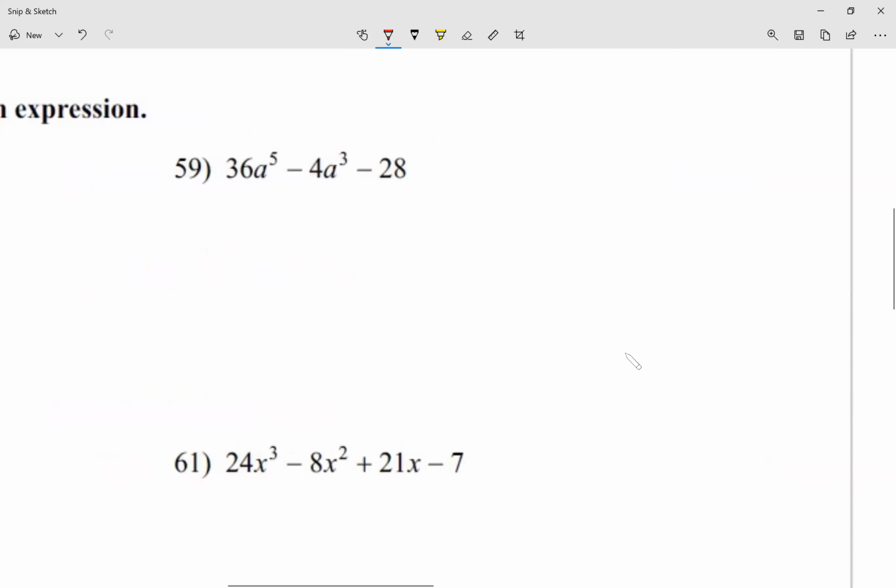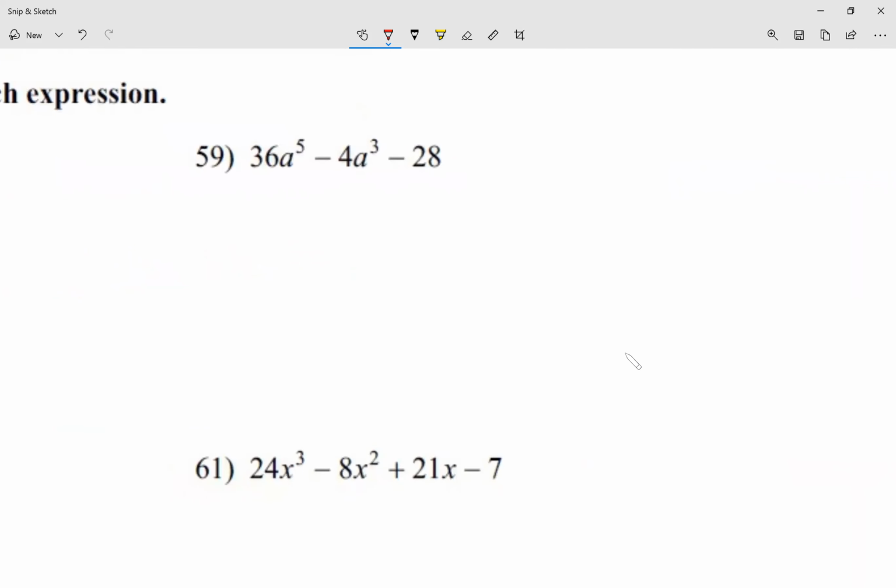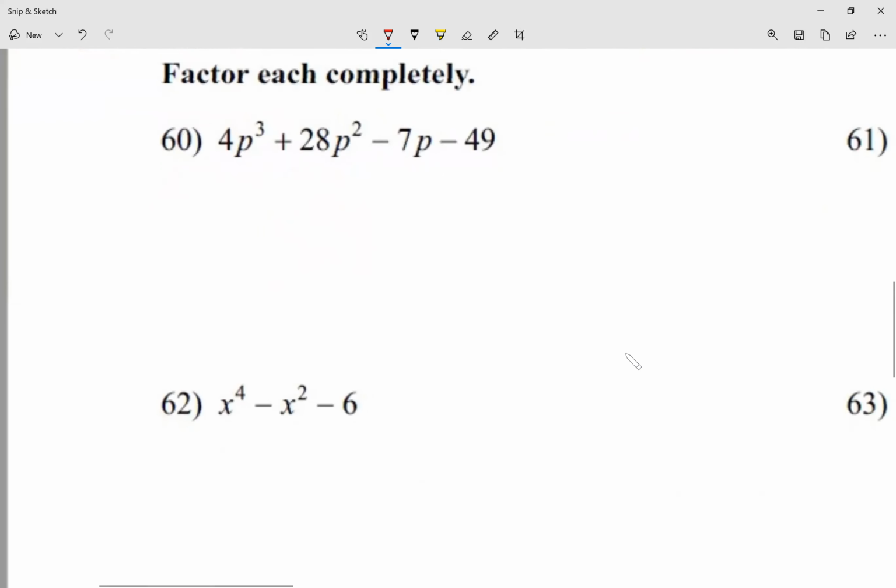Let's take a look at number 59. Number-wise, I feel that I can divide them all by 4. Letter-wise, they don't all have an A, so I'm not going to be able to remove an A. So I'm just going to divide everything by 4. So it's going to give me 9, A to the 5th, minus 1, A to the 3rd, minus 7. Okay, that's it. Then we start moving into factoring.